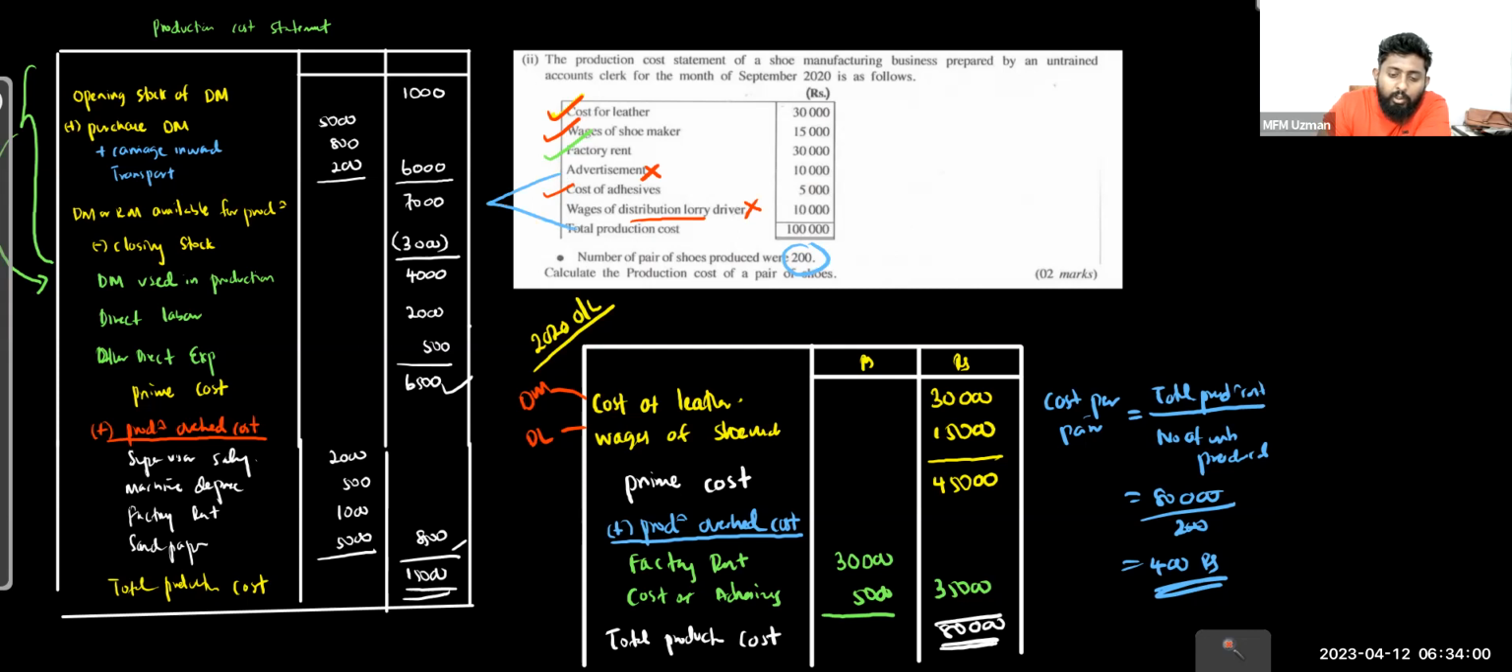We call it advertising, and this we call non-production overhead cost. This will not be recorded here. You might think, so where will it be recorded? You study something called the statement of profit or loss. We record it in that chapter there.